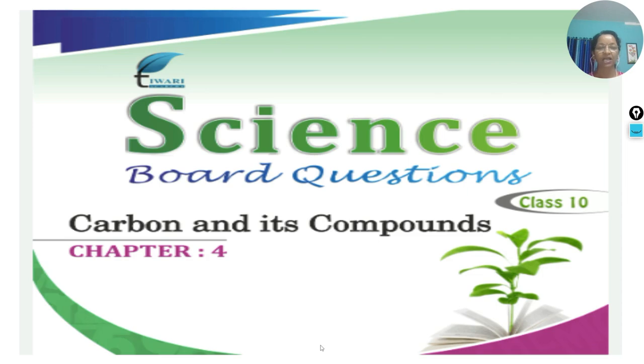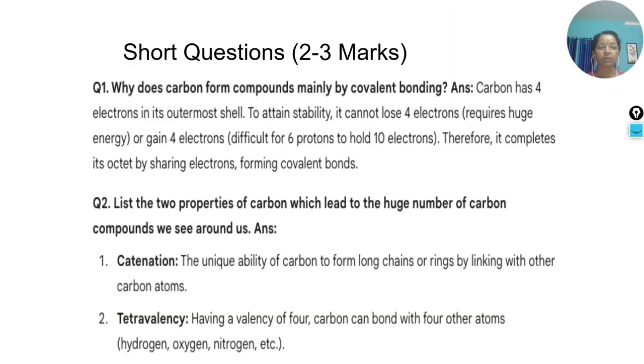Hi students, in this video we will discuss the short and long type question answers. The first questions are the 2 to 3 marks ones. The first question: why does carbon form compounds mainly by covalent bonding?